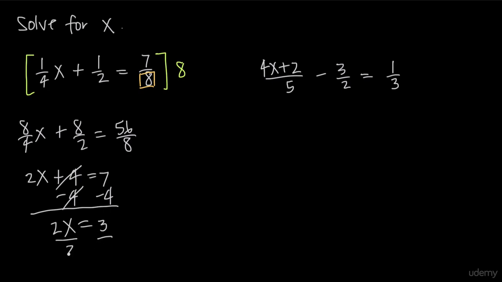Dividing both sides by 2, we'll get x is equal to 3 over 2, because our 2's will cancel on the left, and we'll just be left with 3/2 on the right. So x is equal to 3/2 in this equation.